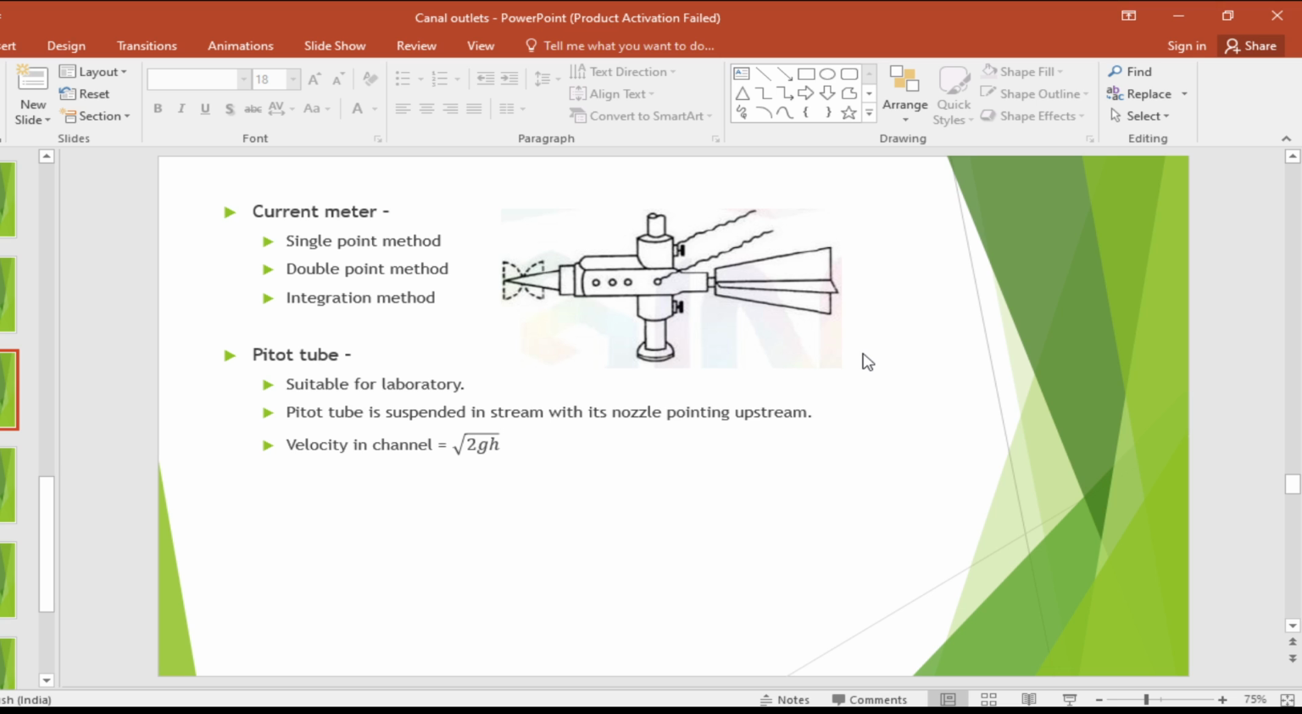First is the single point method, second is the double point method, and third is the integration method. Very simple methods these are. First is single point. Now the current meter is immersed at 0.6 of the depth of the stream.